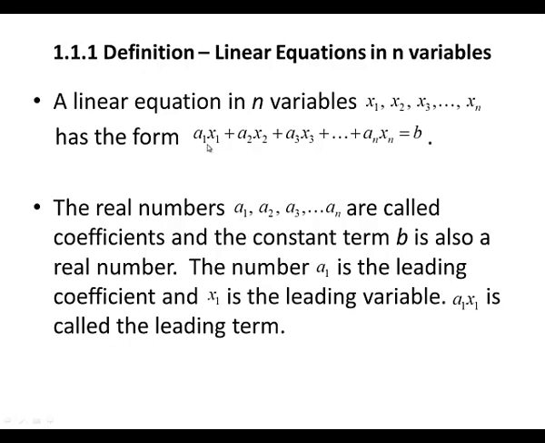Now the numbers a1, a2 up to an are coefficients and they are real numbers, and the constant term b is also a real number. a1 is known as the leading coefficient and x1 is the leading variable, which makes a1 x1 the leading term.